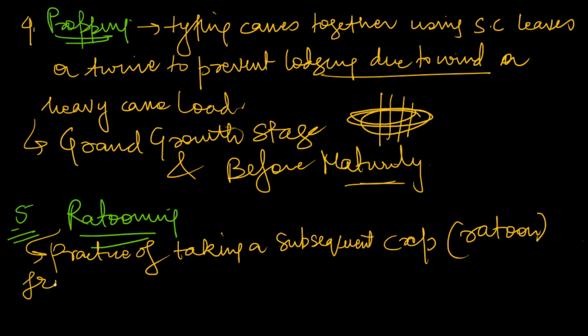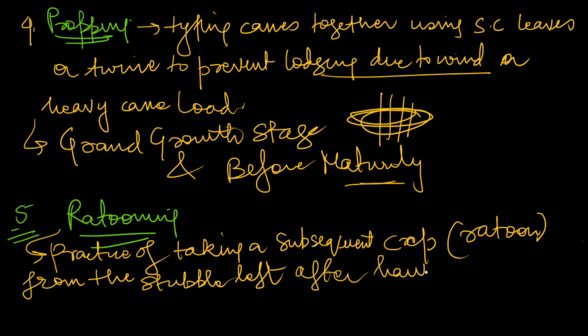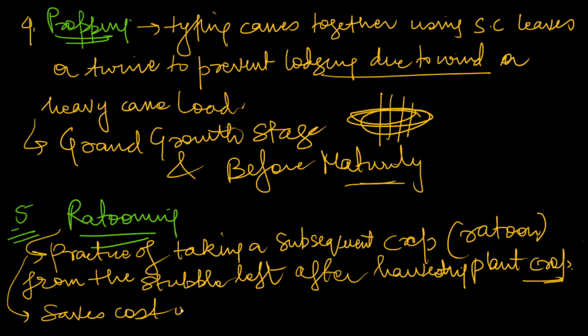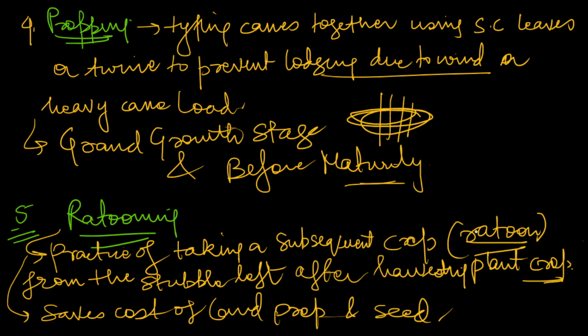So what happens when the plant crop is harvested? The subsequent crop, or the ratoon, is taken from the stubble. So what does it help with? It saves the cost of land preparation and seed, because this ratoon can be used as seed in the coming cropping.